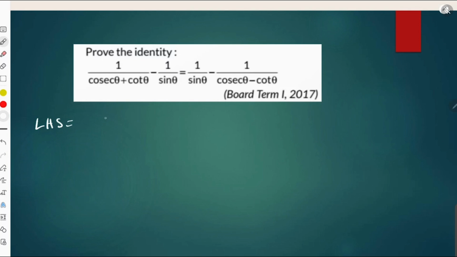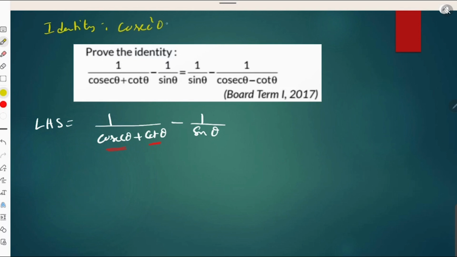What is the LHS? Cosecant theta plus cot theta minus 1 by sine theta. When you look at the terms of cosecant and cot, immediately you can recollect what identity we have related to cosecant and cot. Cosecant square theta minus cot square theta equals 1, which can be factorized as cosecant theta plus cot theta into cosecant theta minus cot theta equals 1. That is a plus b into a minus b.